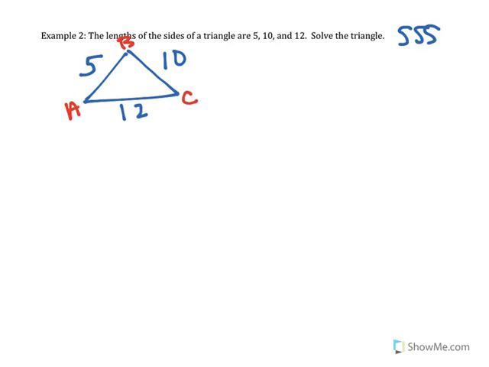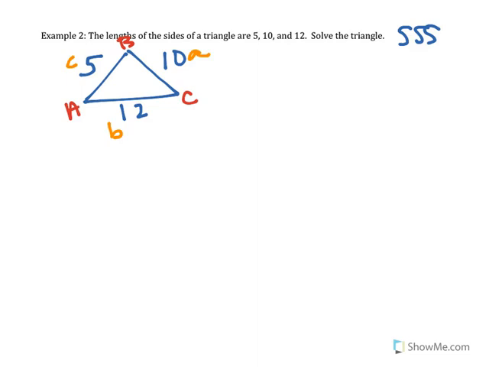So what does that mean for me? Opposite angle C is side C, which in my case is 5. Opposite angle A is side A. Opposite angle B is side B. So I know side C is 5, side A is 10, side B is 12. Try to label it like this to keep yourself clear.